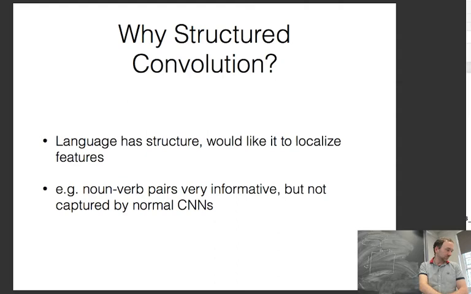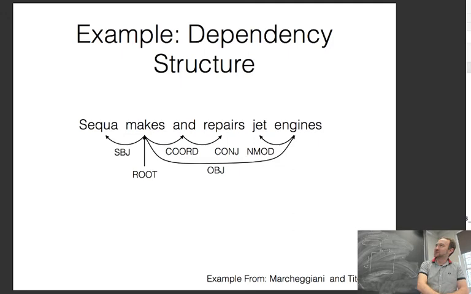So an example, dependency structure, which was also in the question, we might have something like this. In the dependency structure, we have links between each of our words, and each of those links has a label.